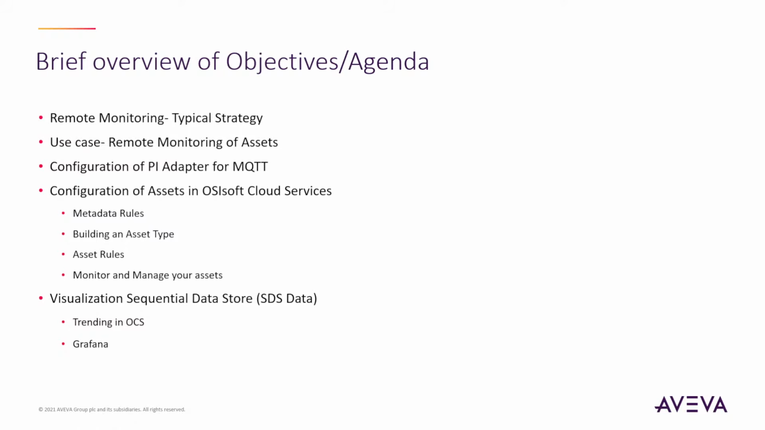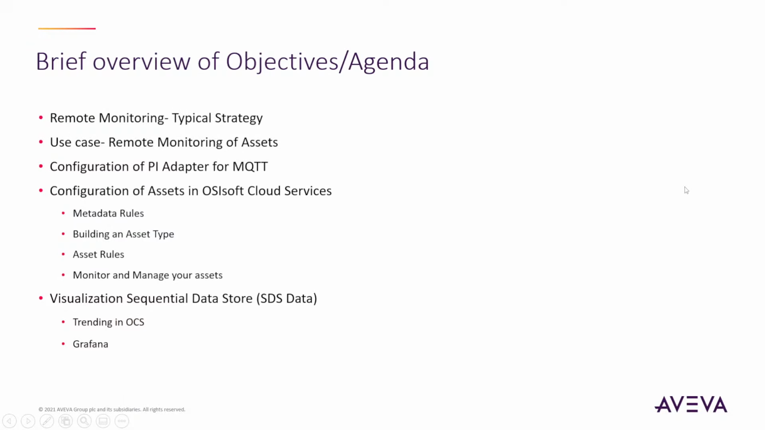We'll then talk about how you can configure the adapter for MQTT. We will then look into OSIsoft Cloud Services and see how those streams are created. We will learn how metadata rules can be created, how we can build an asset type, and then create asset rules, and finally monitor and manage the assets. Finally, we will also get an opportunity to visualize the data using a trending functionality within OCS as well as using Grafana.